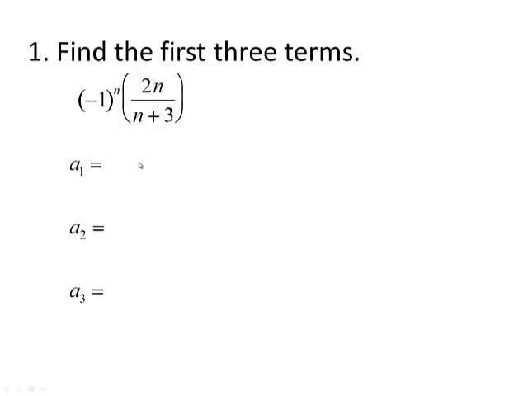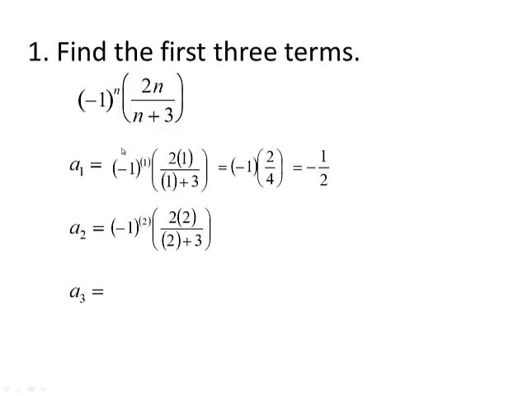In the first one, a sub 1, the first term will be negative 1 to the first power times 2 times 1 over 1 plus 3. And we know that negative 1 to the 1 power is negative 1, 2 times 1 is 2, and 1 plus 3 is 4. So you have a negative 1/2 after you reduce this fraction. Same thing for the next two. You're going to put a 2 in for n, and you'll get all of this, and you should be able to come up with a positive 1 times 4/5, which is 4/5.